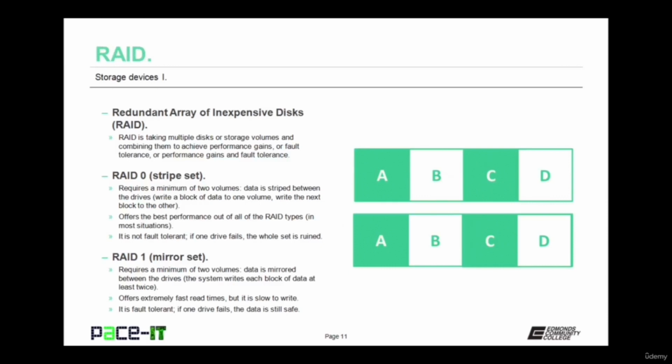Now RAID 1 is also known as a mirror set. Now it too requires a minimum of 2 volumes, but the data is mirrored between the 2 drives. The system writes each block of data at least twice. Now RAID 1 offers extremely fast read times, but it's relatively slow in the write time as it needs to write twice. But it is fault tolerant. If one drive fails, the data is still safe.